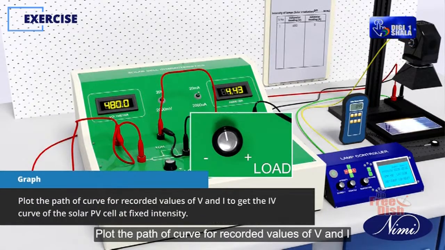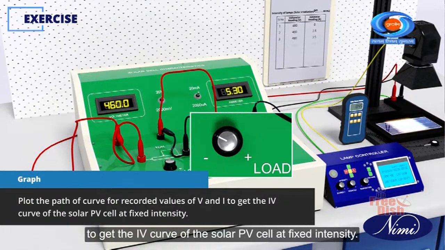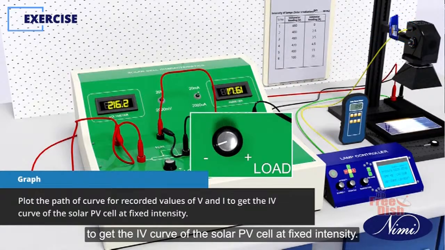Plot the path of the curve for recorded values of V and I to get the IV curve of the solar PV cell at fixed intensity.